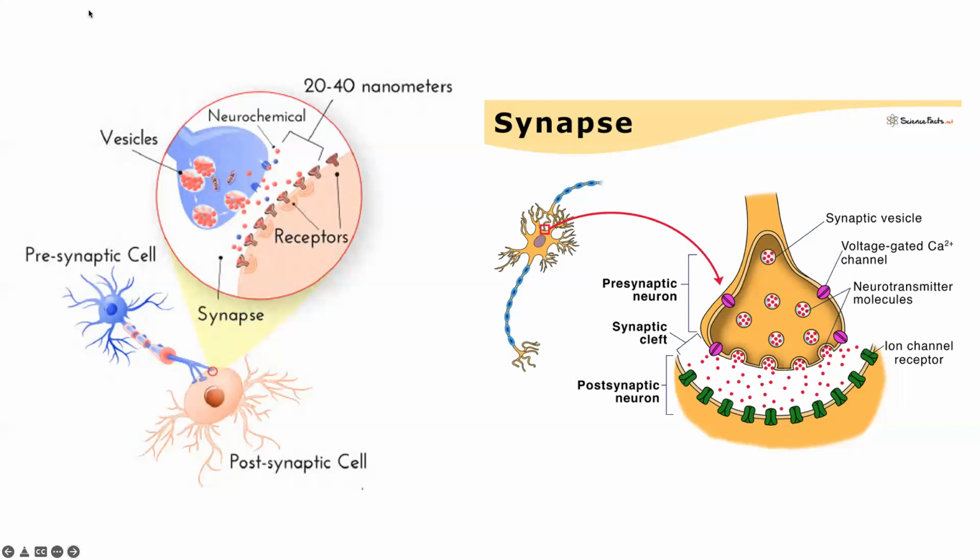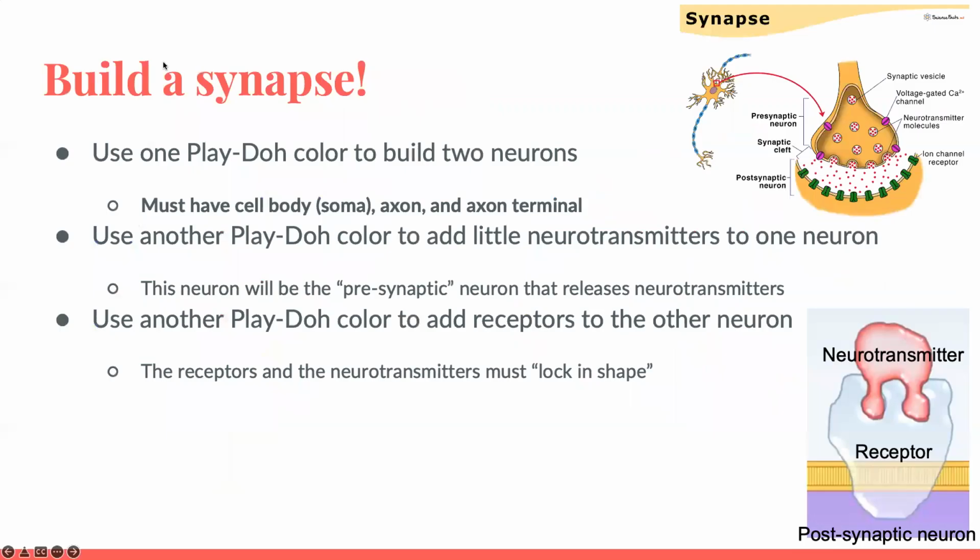Okay, so on the next slide, we're going to try and build a synapse using Play-Doh. If you do have the neuron kits, you should have these two little tubs of Play-Doh. One of them has only one color and one of them should have two. What you want to do is first create the neurons. I would use the single tub with only one color to create the two neurons.